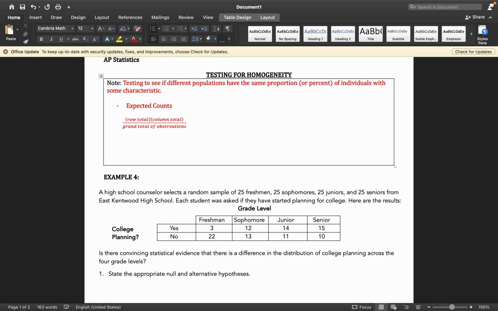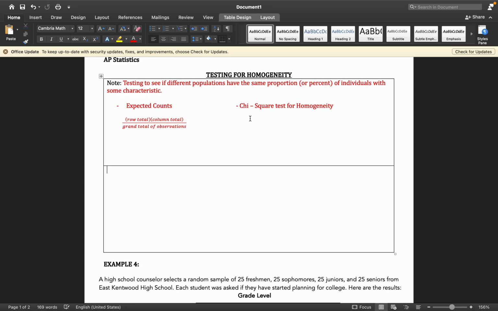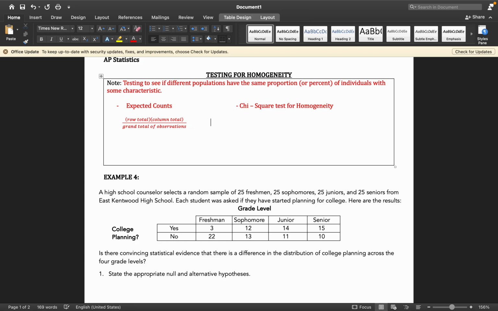All right, so what we're going to do is our chi-square test for homogeneity. And just like always, we're going to assume the null hypothesis means that there's no difference in the populations' proportions, and our alternative is going to be that there is some difference.